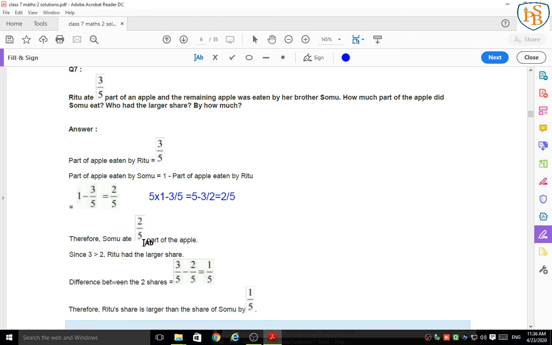Okay, now denominators are same, so we can easily compare the numerators since 3 is greater than 2. So Ritu had a larger share. So what is the difference between these two shares? The first share is 3 upon 5 and the second share is 2 upon 5. So denominator is already equalized. So 3 minus 2 upon 5, we get here answer 1 upon 5. Therefore Ritu's share is larger than the share of Somu by 1 upon 5.